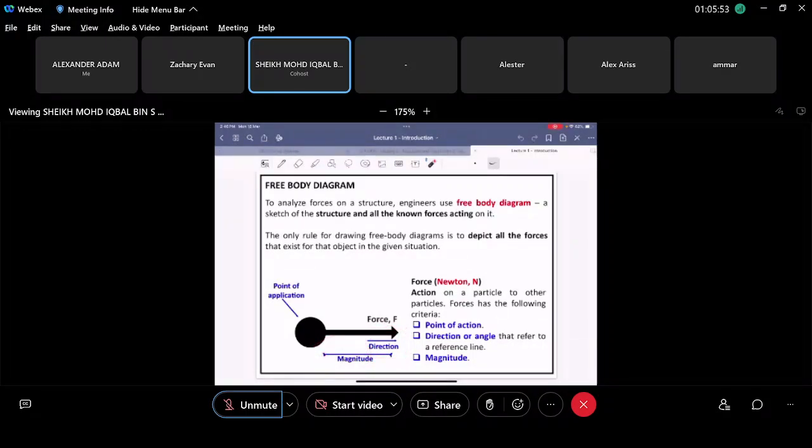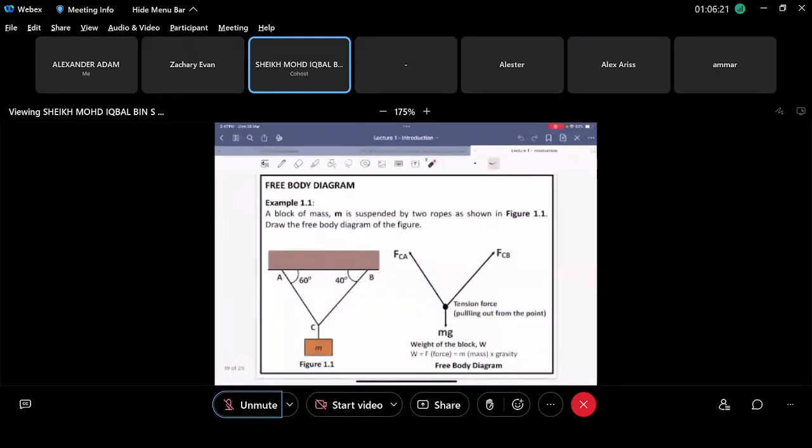A free body diagram is very important because drawing back all the buildings, all the bridges, all the dams, right? It's going to be very hard to draw it back again, right? So what you can do is you can simplify the object and make it into a free body diagram so that it's easier for us to do the analysis, right? What I mean by that is this one. This is example 1.1.